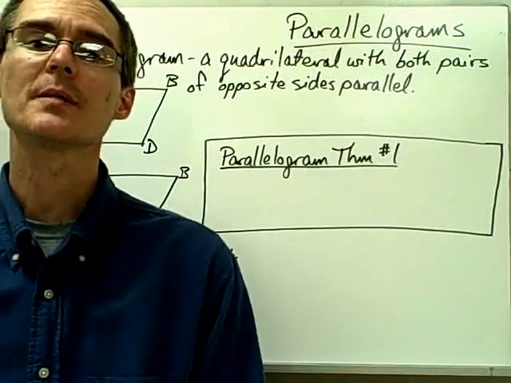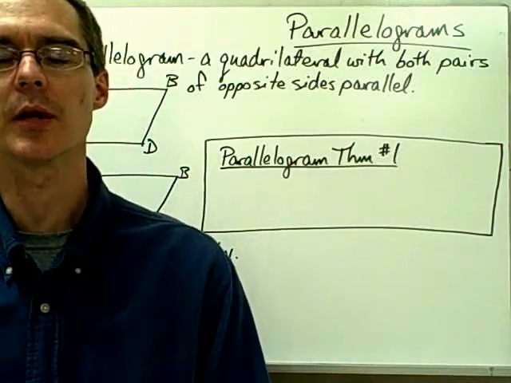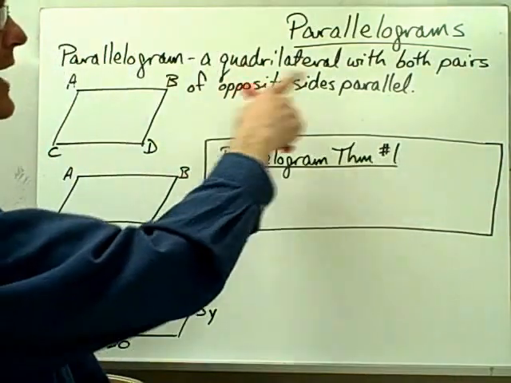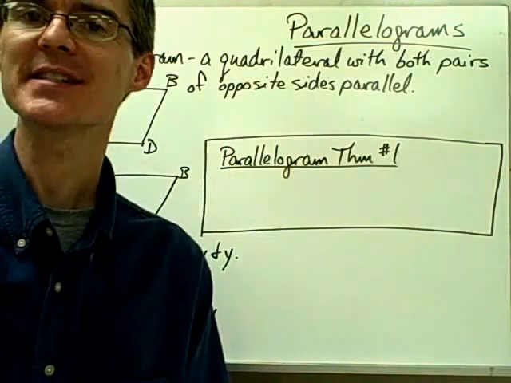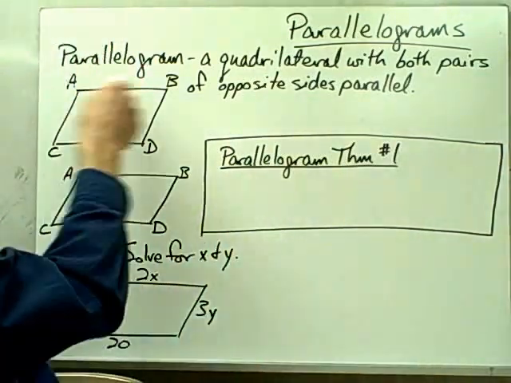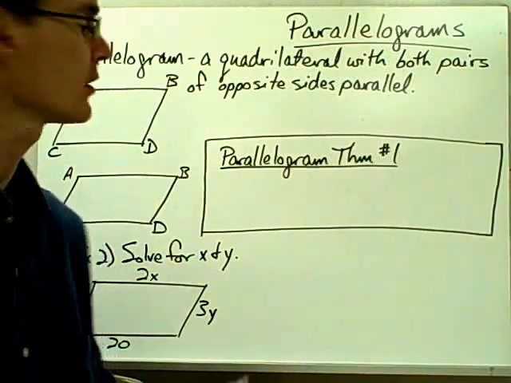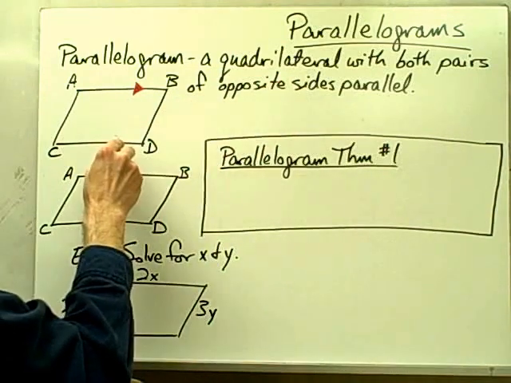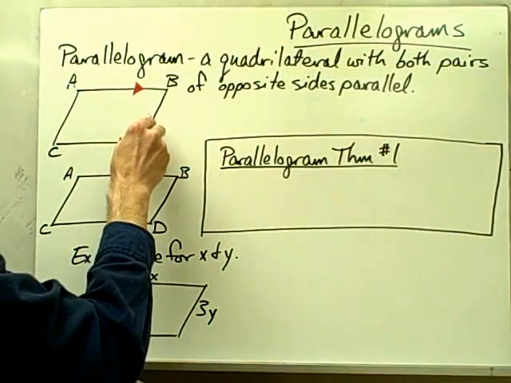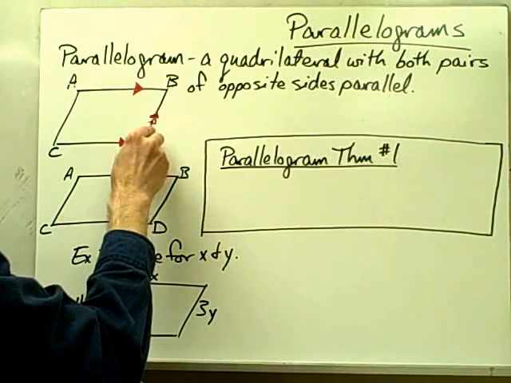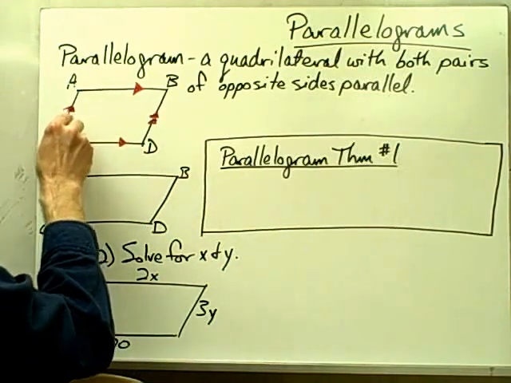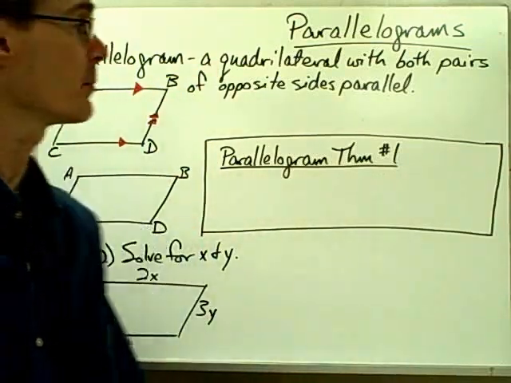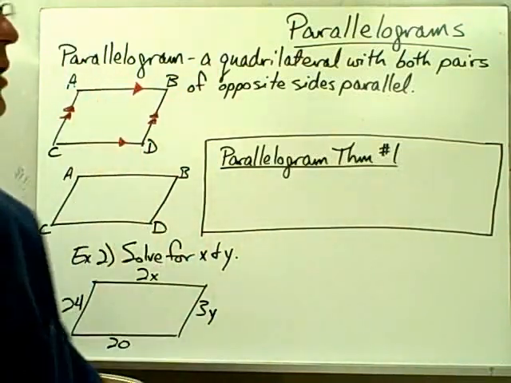Okay, in this video we're going to be talking about a particular type of quadrilateral called a parallelogram. A parallelogram is just a quadrilateral with both pairs of opposite sides parallel. So if this quadrilateral here, ABCD, is a parallelogram, then I could mark it like this. Since I know both pairs of opposite sides are parallel, I'll put a pair of parallel line marks on each pair of opposite sides. So this picture goes with the definition of a parallelogram. Both pairs of opposite sides are parallel.